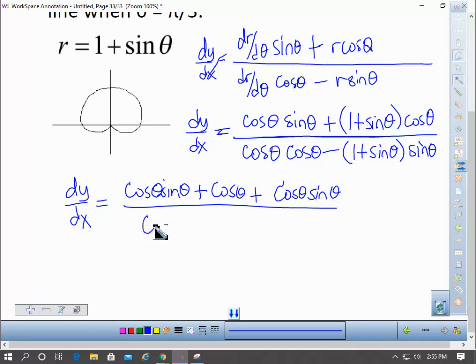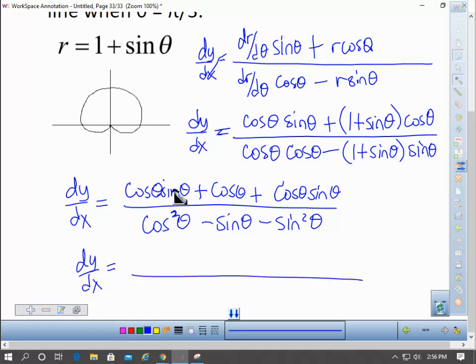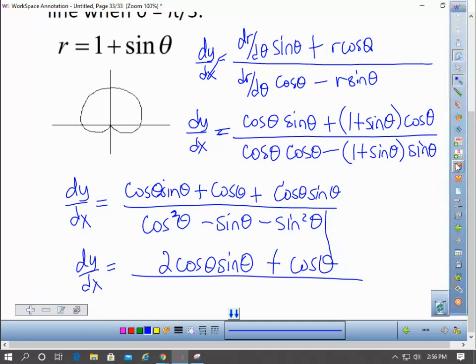In the denominator, we have cosine squared, and then distributing this in is going to give us a minus sign, and then a minus sine squared. All right, so dy/dx is going to equal 2 cosine sine in the numerator, plus a cosine. And in the denominator, I don't have anything special going on that I can combine, so I just have cosine squared minus sine squared.